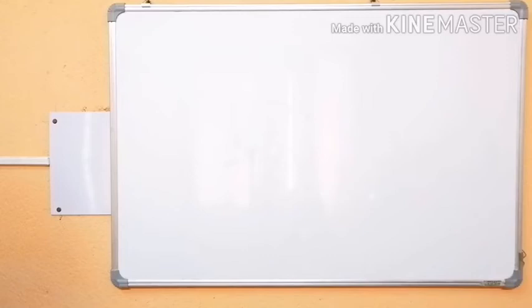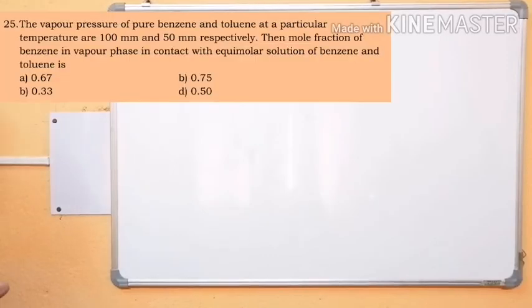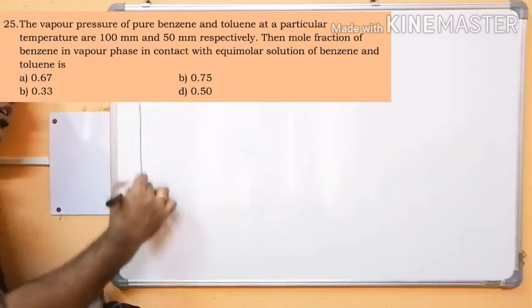The next question is the last question, and with this I will finish today's lecture. And this is a very important question. The vapor pressure of pure benzene and pure toluene at a particular temperature are 150 and 50 respectively. The mole fraction of benzene in vapor phase in contact with an equimolar solution of benzene and toluene is. Read the question once again. So what is given?